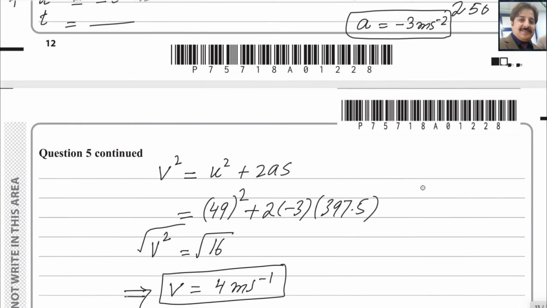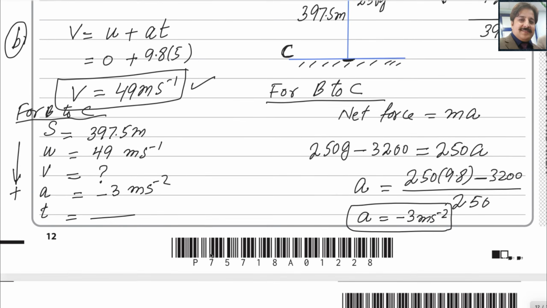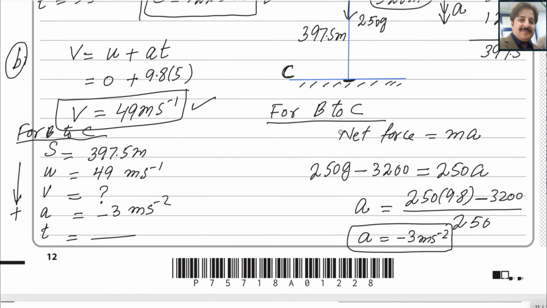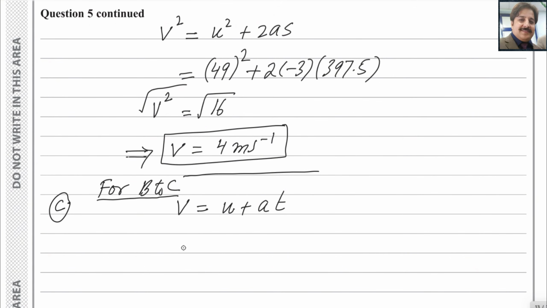For the second last part, we can use this equation of motion, v equals u plus at, because we have acceleration, we have initial speed, and we have final speed as well. This is for B to C. B to C is this part. And we have initial speed, that is 49, and acceleration is -3. Plug in these values here. The initial speed is 49 plus -3t. The acceleration is 3 here.